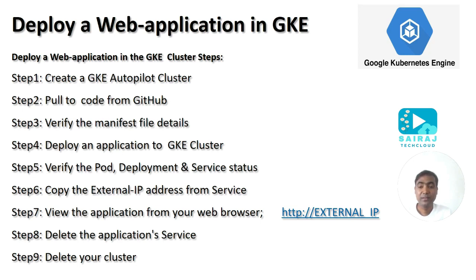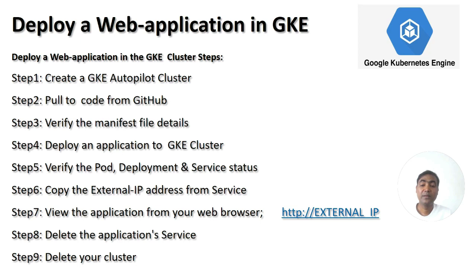Verify the manifest file details. After you pull the code from GitHub, you can verify whether your manifest file is available in the respective folder or not. After that, guys, you can deploy the application to the GKE cluster. Then you can expose the web application so that users can access it anywhere in the world on the internet. After that, verify the pod and deployment and service status. After that, you can copy the external IP address from the web service. Then, guys, view the application from your web browser.